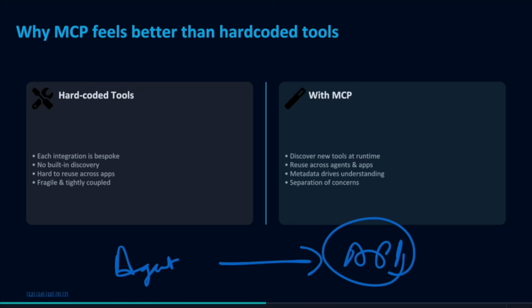But let's take an example. Sometimes the API structure changes, or the contract changes, or the way in which the API used to work is not working anymore, for example, or the path changes.